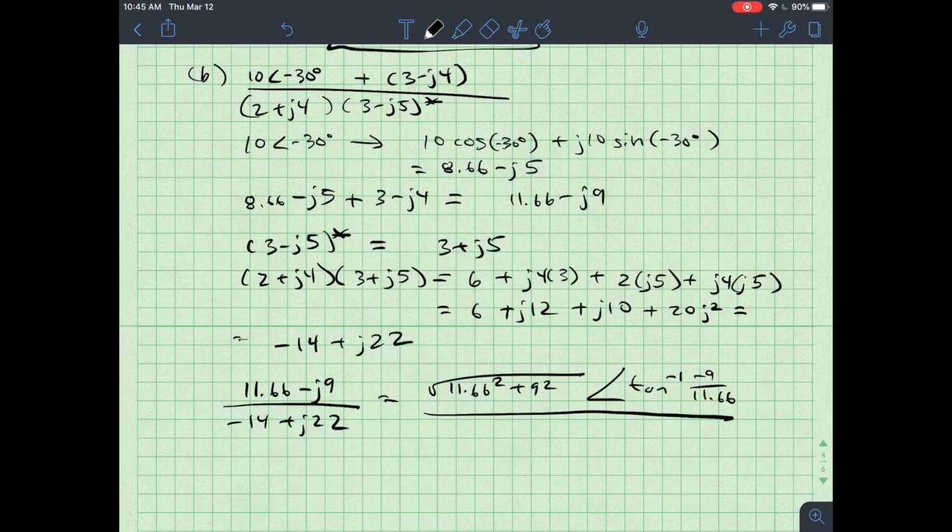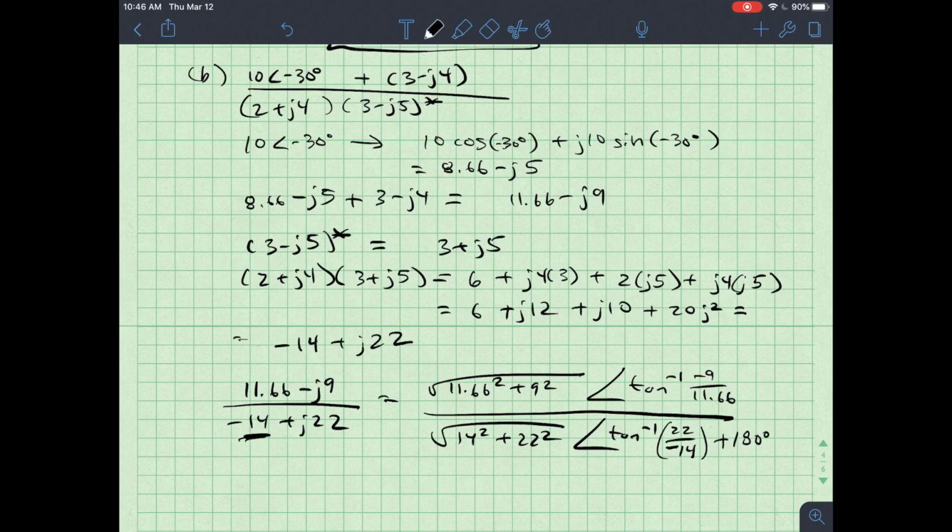And then I can divide that by the square root of 14 squared plus 22 squared. And then this angle is going to be a little goofy because I've got the inverse tangent of a value where the real part is negative. So this is going to be 22 over negative 14, but because I have a real part that's negative, I have to add or subtract 180 degrees from that, which is going to give me the value of the angle.